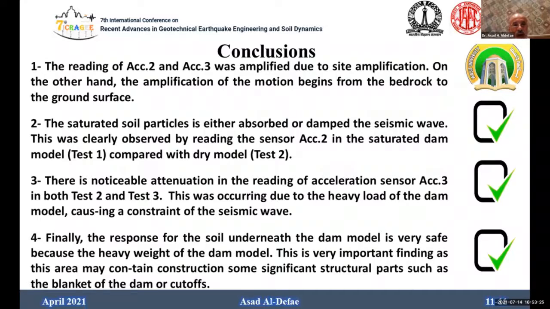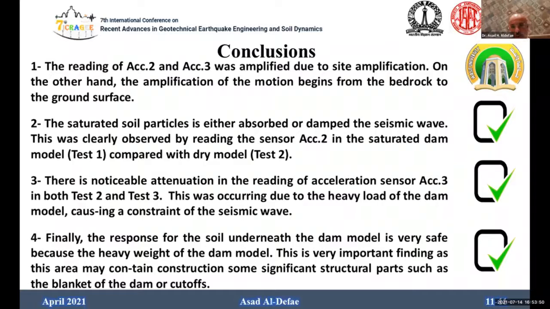Saturated soil particles absorbed and damped the seismic waves. It's clearly observed by the recording of sensor X2, saturated dam model test 1 compared with the dry test in test 2. There is a noticeable attenuation in the reading of the acceleration sensors 2 and 3. This was occurring due to the heavy load of the dam model causing constraint of the seismic waves.